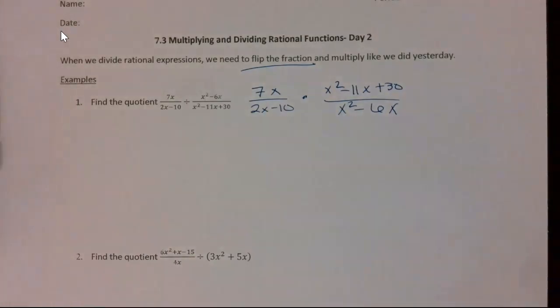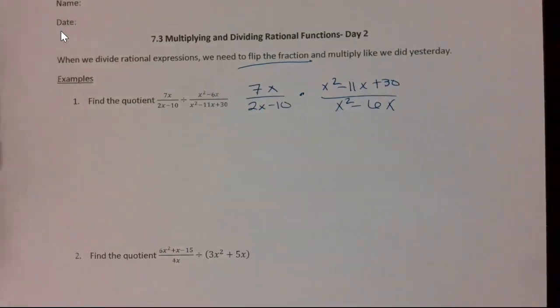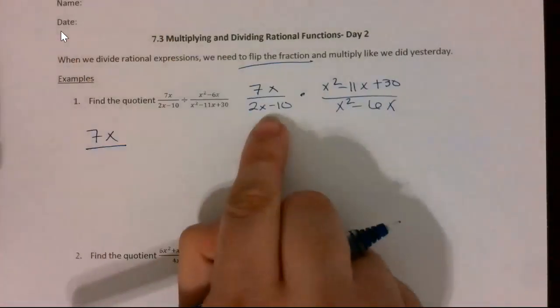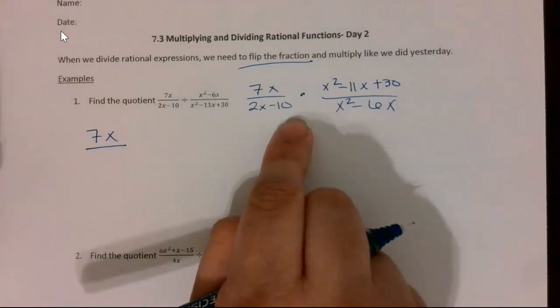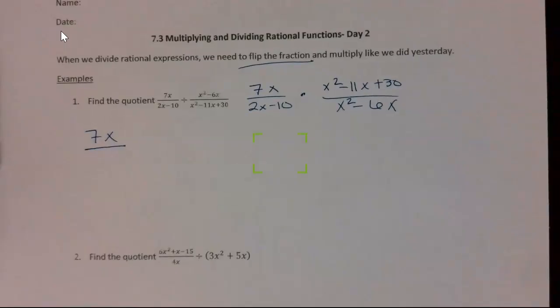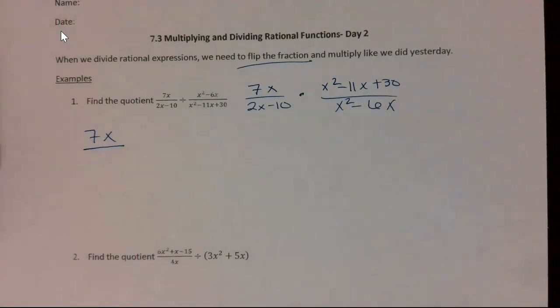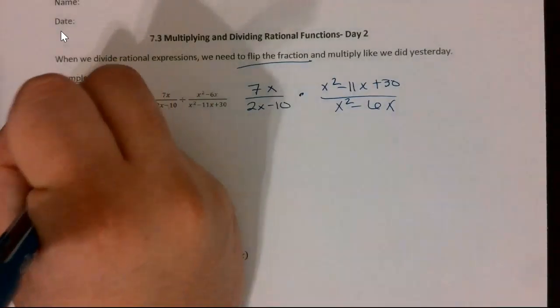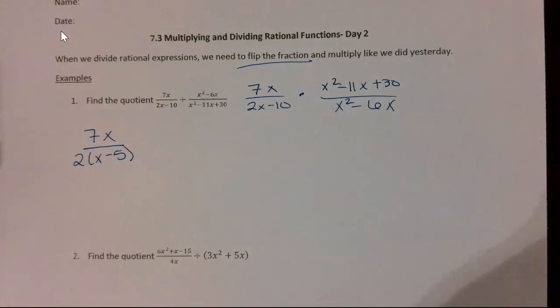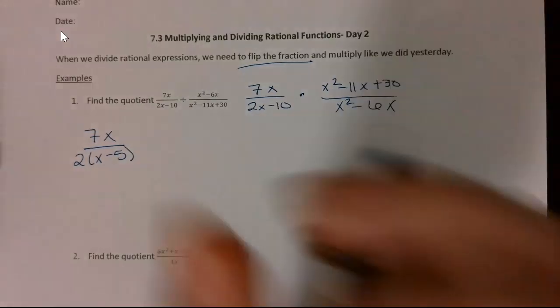Alright, then what I need to do is, just like yesterday, I need to factor. So 7x is going to stay 7x, there's nothing to factor there. On the bottom, 2x and 10 are both even. Since they're both even, I want to factor out 2. Gives me x minus 5, because 2x divided by 2 is x. 10 divided by 2 is 5.